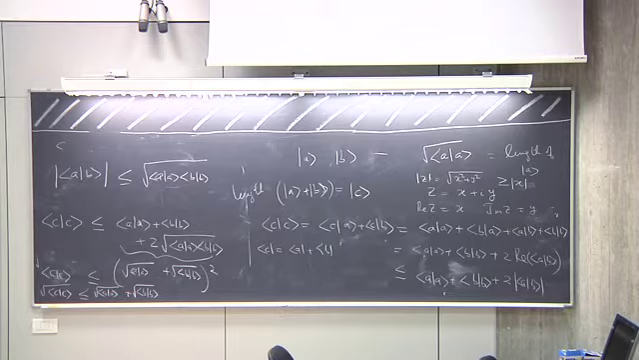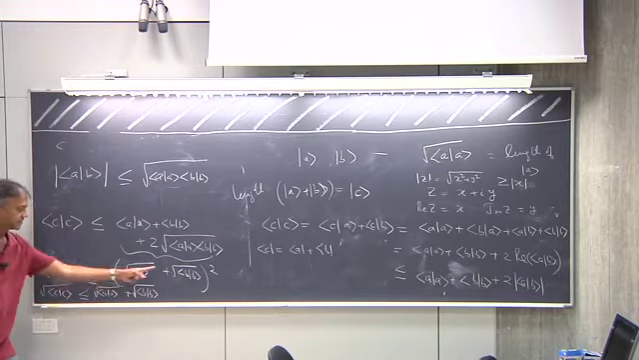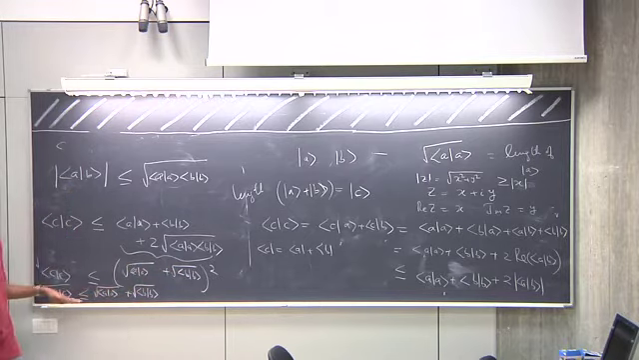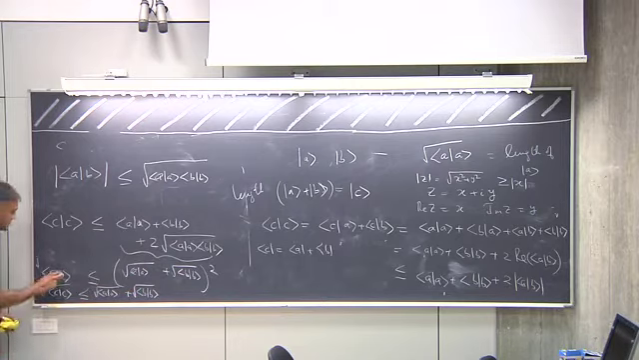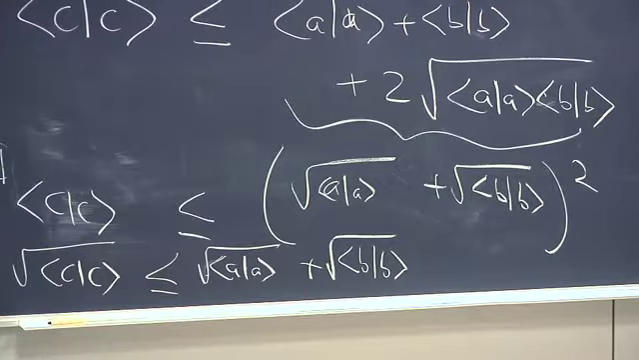This is possible because these are all positive quantities. That's why this is true. If there were negative quantities, then you cannot write it like this. But since you know that every single term here is non-negative, you can take the square root on both sides. Is that clear? All right, so that's the triangular inequality.